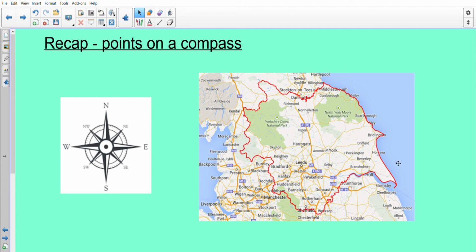So as an example, to the north of this map of Yorkshire, we've got Richmond. To the east of this map, we've got Bridlington. To the south of this map, we've got Rotherham. To the west of this map, we've got, well, there's nothing there, is there? Should we say Skipton, Yorkshire Dales National Park?